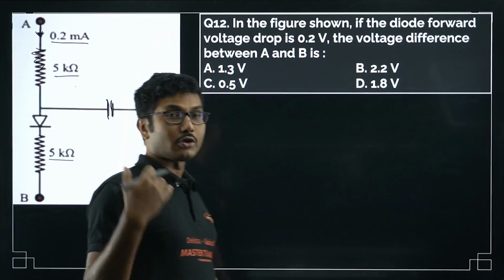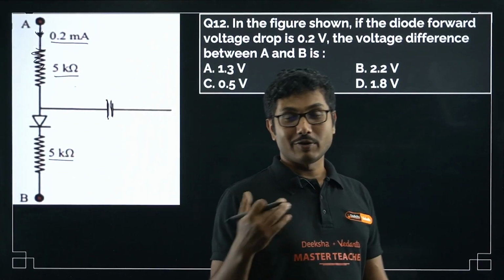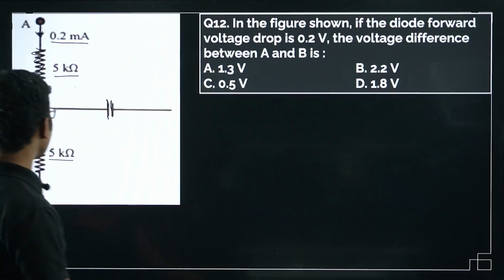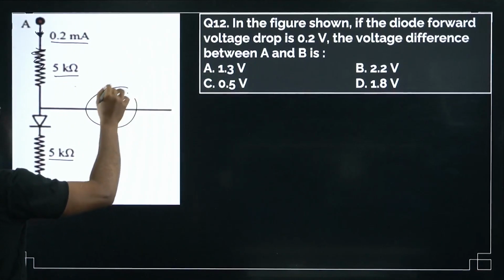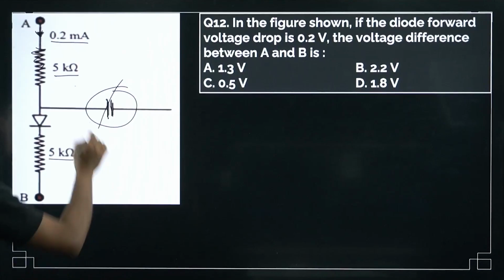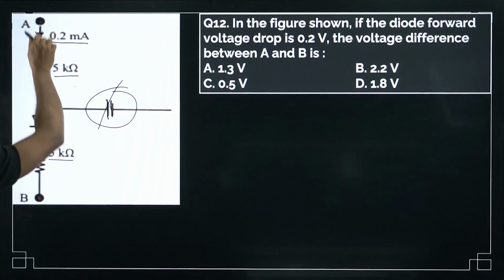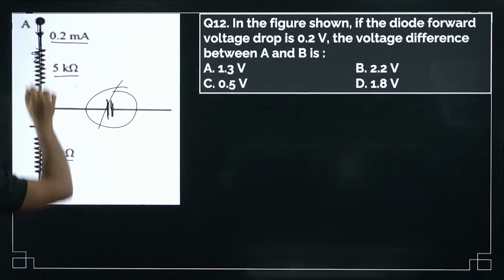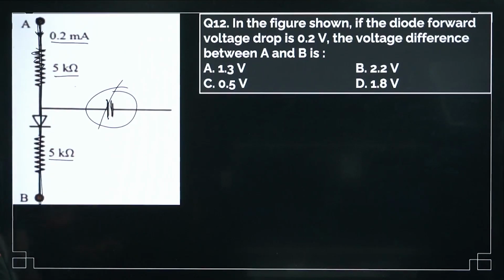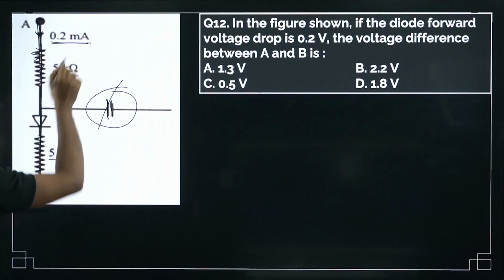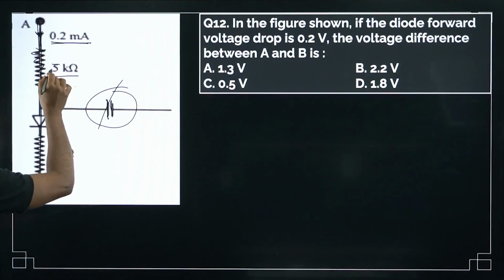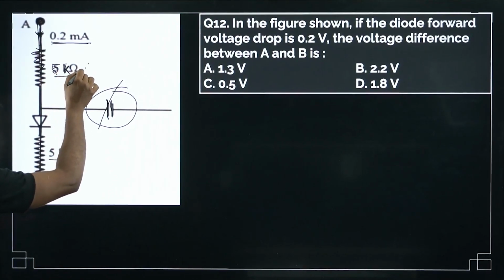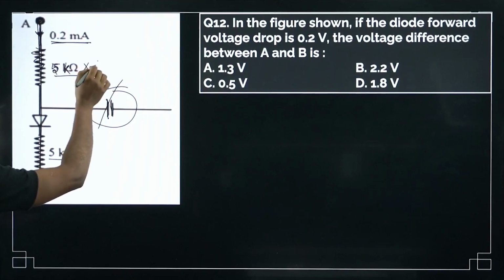It blocks all DC current, it gets saturated and all DC current does not pass. So you can basically ignore this part, it is not at all required over here. Only thing you have to consider is this. Okay, what is the voltage drop across these points? That will give you the total voltage drop. Okay, so 0.2 milliampere is the current, 5 kilo ohm is the resistance over here. So what is the voltage drop across this?